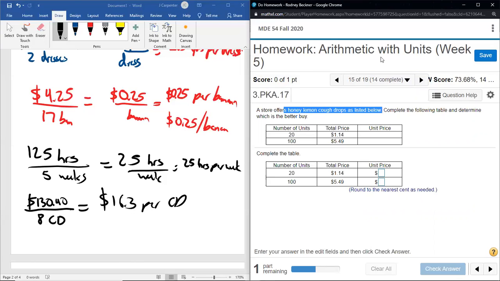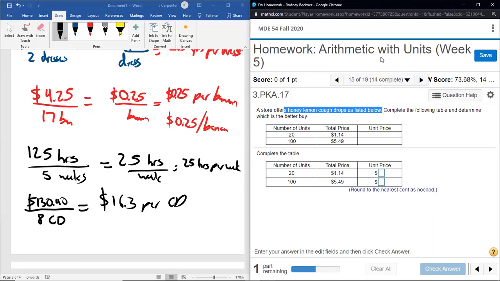Complete the following table and determine which is the better buy. This is that protein problem we did in class, but just a little different, a little simpler. No per serving and all that jazz. It just gives you the total all together. So a total price of $1.14 gets you 20 cough drops, or $5.49 gets you 100 cough drops.